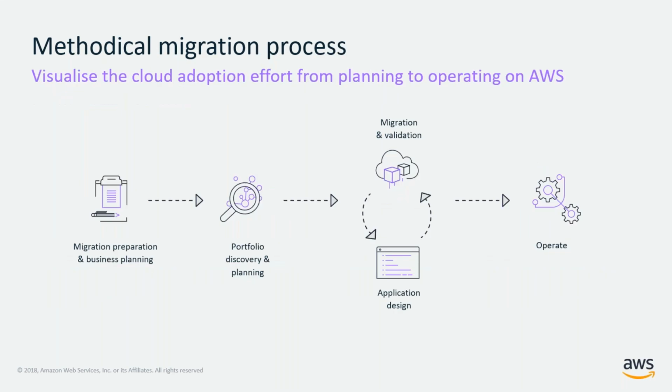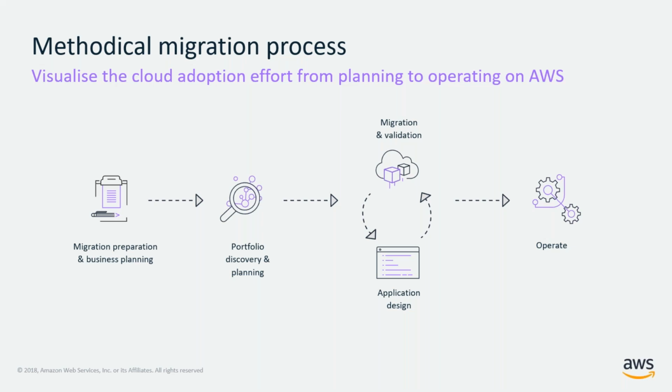Once you have the people trained, it's time to start deploying your migration methodology or your migration process. And this is a very simplified version of the AWS migration framework, but it's based on these five steps. As I mentioned, you should start with the migration preparation and business planning. That includes the creation of the CCOE and the creation of your business planning. And it's really important for you to define what we call migration success criteria.